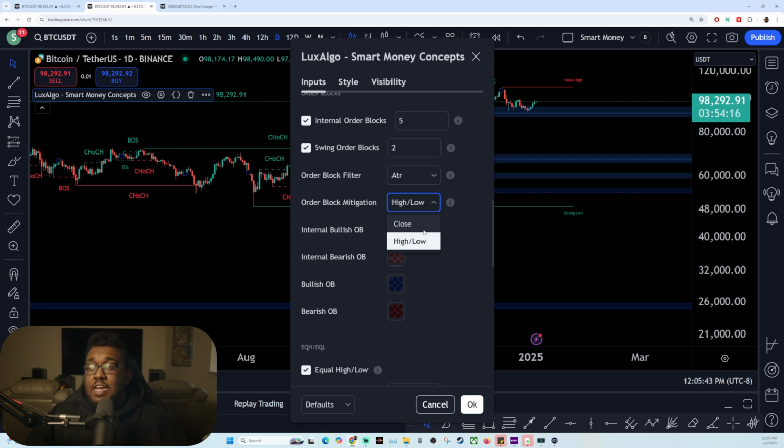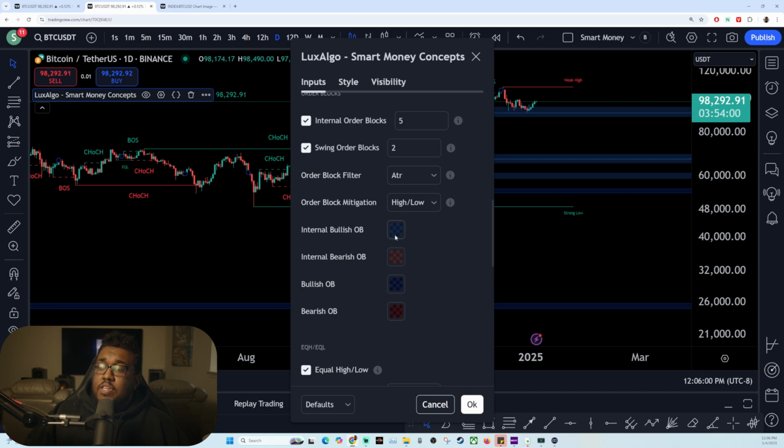I would say if you're doing something with a new token or a new stock that you haven't tried before and something just kind of feels a little bit off, test it out to see if close is going to work better. But for Bitcoin primarily and on most of the big blue chip stocks, high-low, fantastic. Cannot go wrong with it.